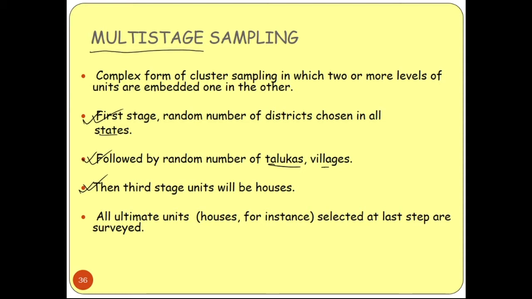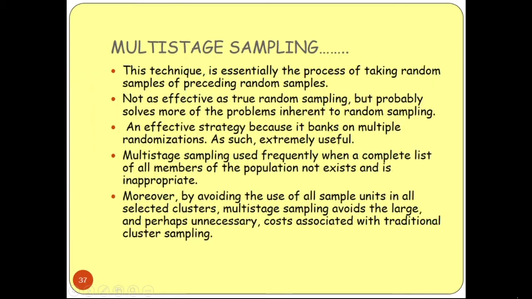Ultimately that is our purpose, but before that we sample the districts, and after district sampling we sample the villages or taluks, then we can go for the houses. So these are the multiple-stage sampling, with different stages. This technique is essentially the process of taking random samples of preceding random samples. We take some random samples and again take random samples of those random samples. So that is a sample of samples, and that's why this is called multi-stage.